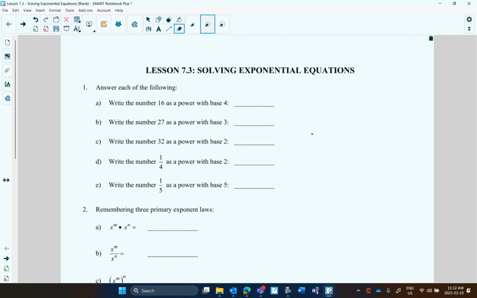First of all, you should be familiar with questions like this. How would you write the number 16 as a power where the base is 4? In other words, 4 to the what is 16? 2. 4 squared. How would you write the number 27 as a power with base 3? 3 to the 3. How about the number 32, power base 2? 2 to the 5.